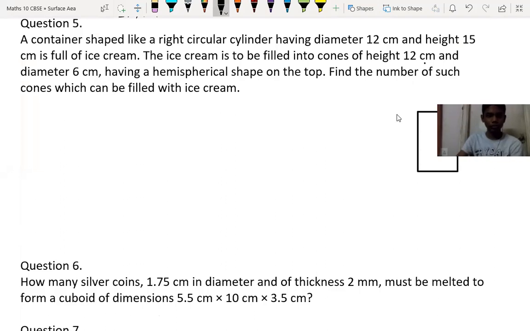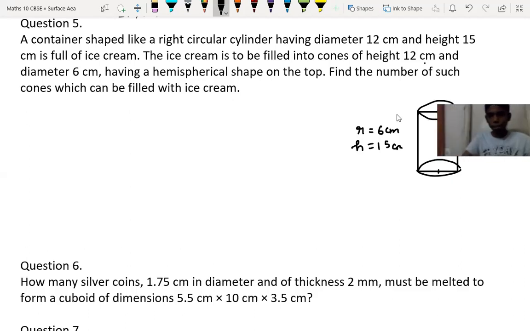So the diameter of this is 12 centimeters. So the radius I write here, radius is equal to 6 centimeters of this cylinder, and height is 15 centimeters. This is the cylinder part. So this cylinder is full of ice cream. Radius is given over here and height is also given.